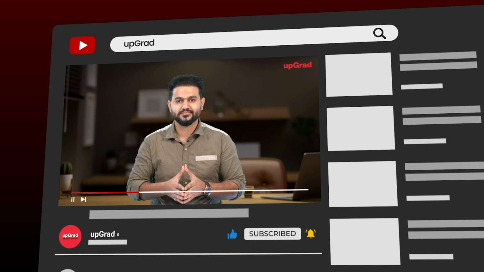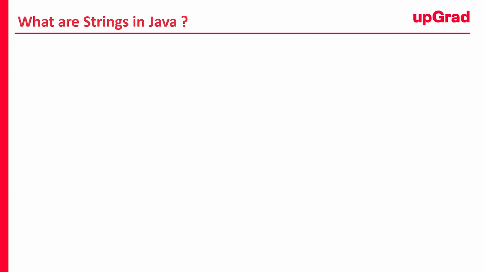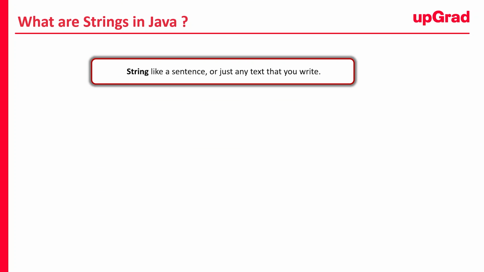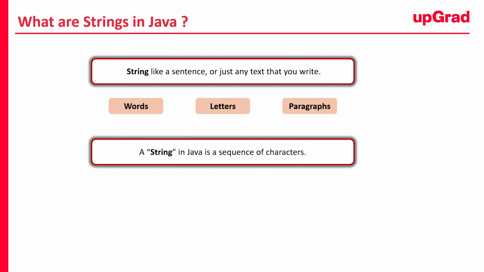So what are strings in Java? Imagine a string is like a sentence or just any text that you write. In Java, when we want to deal with words, letters or even entire paragraphs, we use strings. A string in Java is like a sequence of characters. It can be a single word, a full sentence or even something as simple as hello. It's like saying, here's some text. In Java, you should treat it as one whole thing, not individual characters.